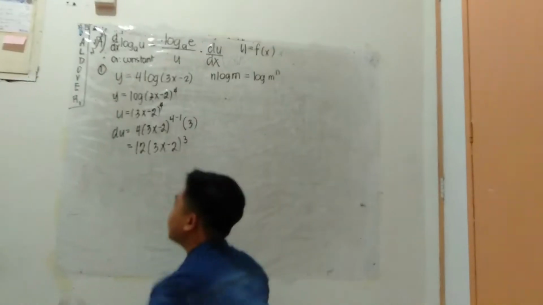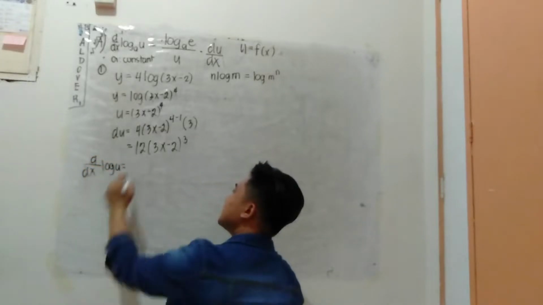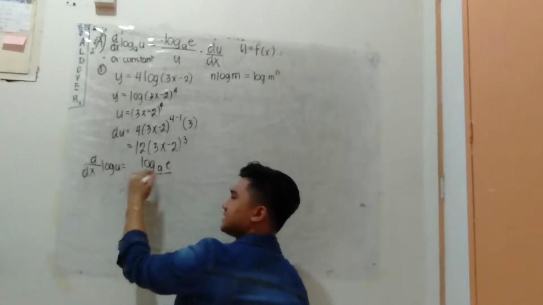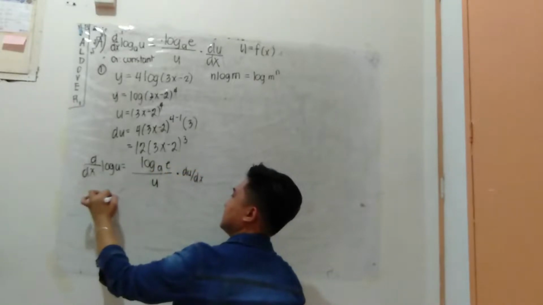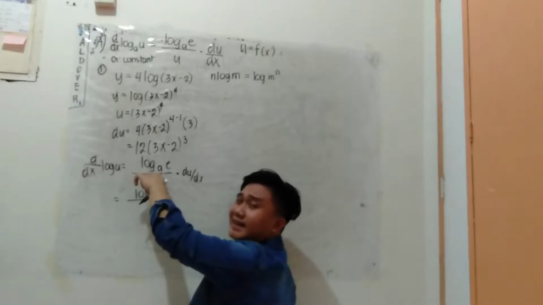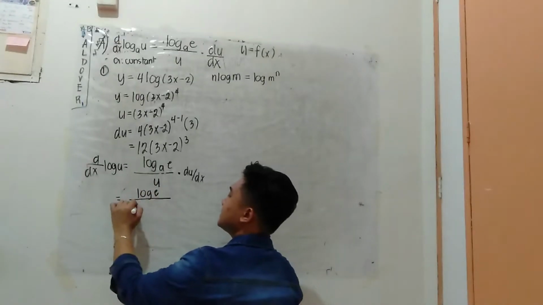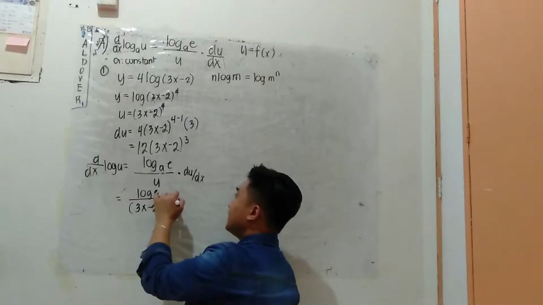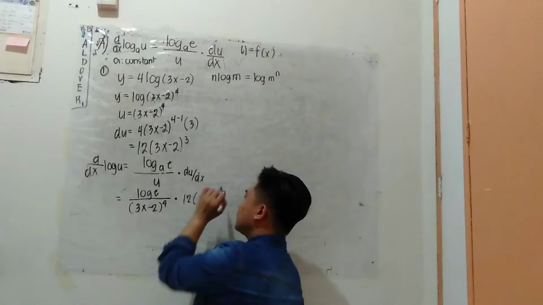Okay? Again, pag i-differentiate ko, ang log of u is equal lang yan sa log of e to the base a all over u times du dx. So, substitute ko lang. Log of e, ang a ko ay 10 kahit hindi ko na lang po ilagay. Default na kasi yung value. U is 3x minus 2 raised to 4. And then, ang du dx ko ay 12 times 3x minus 2 cube.